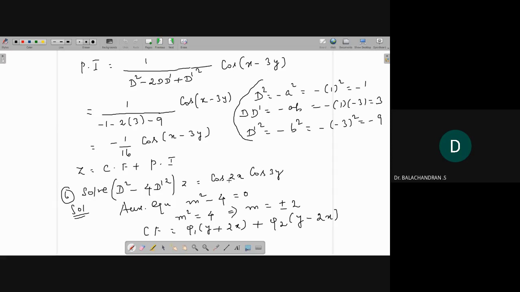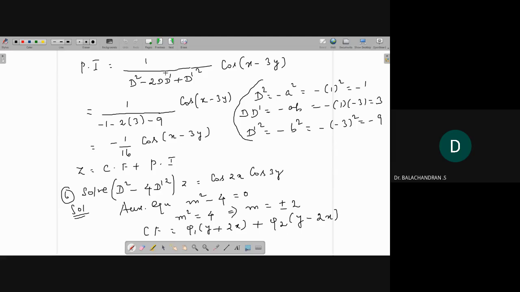Now here the problem is what? The right hand side is cos 2x into cos 3y. Now D square minus 4 D dash square into z. The auxiliary equation, if you replace D by m and D dash by 1, you will get m square minus 4 equal to 0. So m square equal to 4, m equal to plus or minus 2. So the roots are distinct, and the complementary function is phi 1 of y plus 2x and phi 2 of y minus 2x.